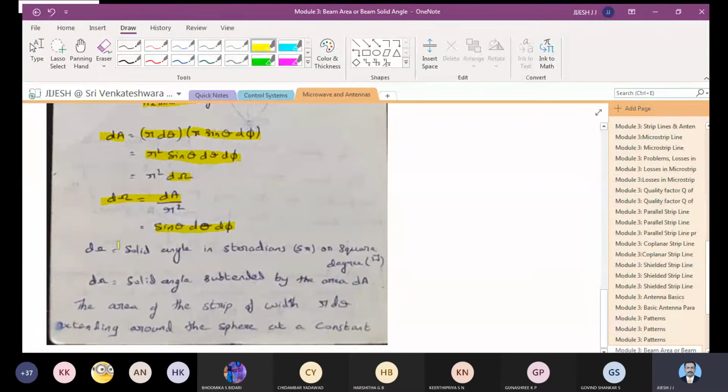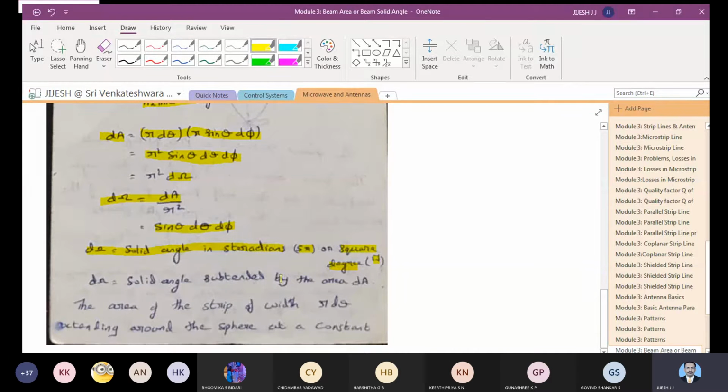So d omega is called the solid angle, measured in steradians, marked as SR, or also called square degrees. You usually put the degree in a round circle, but here you have to put it in the form of a square. So d omega is the solid angle in steradians, also called square degrees, denoted as SR. d omega is the solid angle subtended by the area dA.